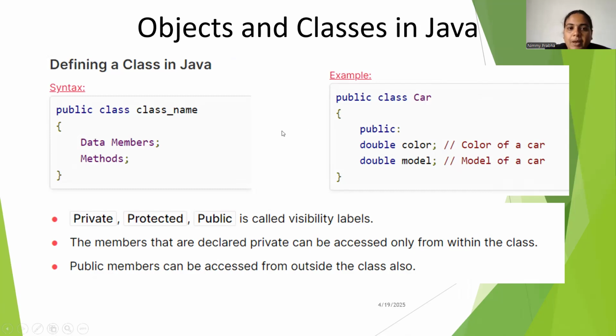If it is public, we can use it inside and outside the class. If it is private, we can't use the members outside the class. The members that are declared private can be accessed only from within the class. Public members can be accessed from outside the class. This is the simple meaning of private, protected, and public.